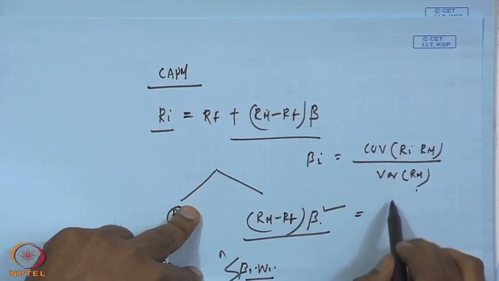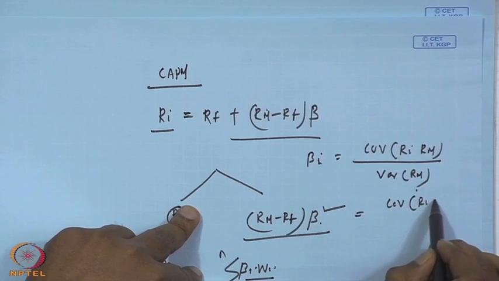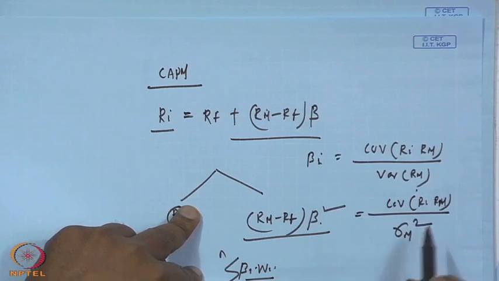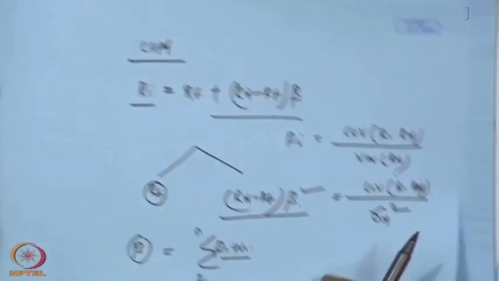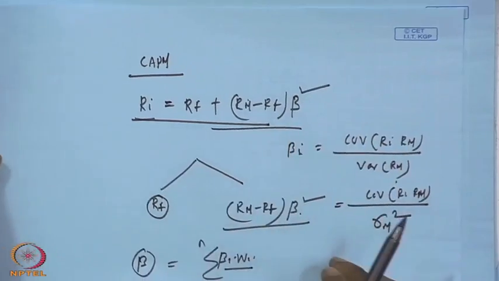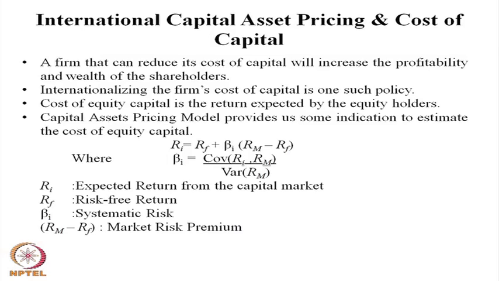In other words, it is the covariance of RI and RM divided by the variance of the market. So after estimating the beta, we know the return from the market and the risk free return, and you can calculate the return from the equity, or the cost of equity, indirectly. But you have to understand that the beta is the systematic risk, or the market risk, of the equity.